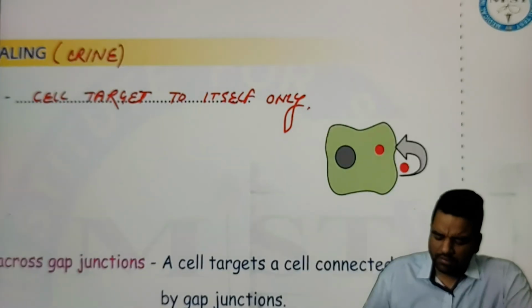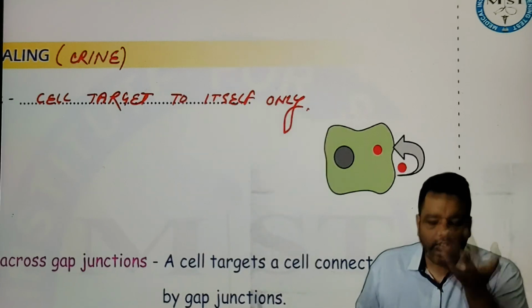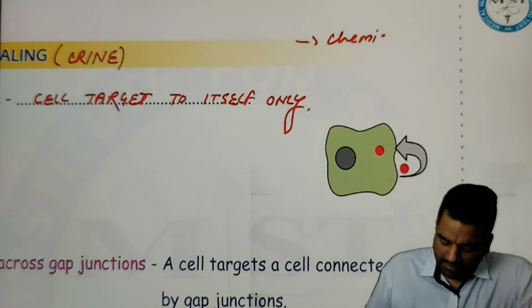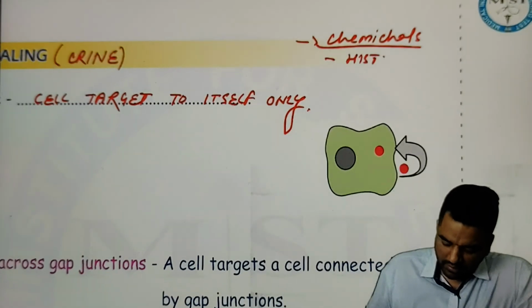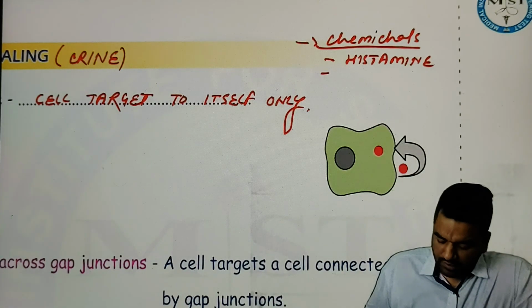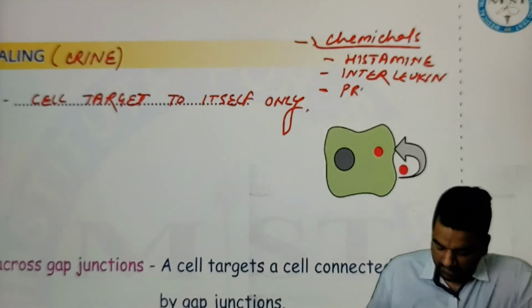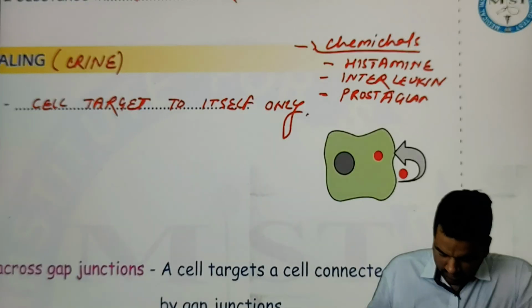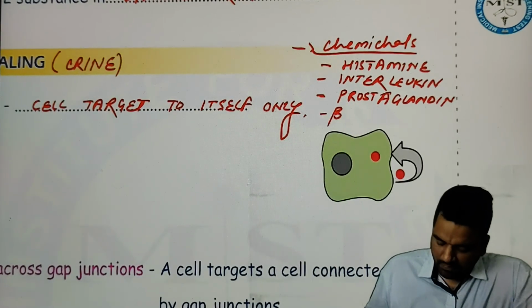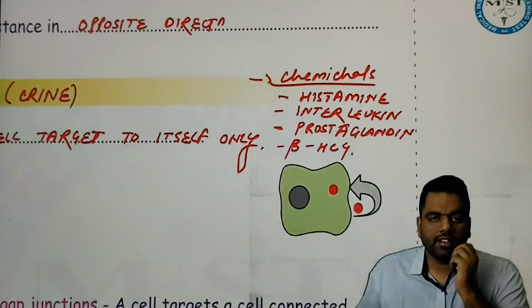And what are the signals? How will they give the signal, because a cell does not contain any mouth. So how does this cell talk? This cell will talk using chemicals. And what are these chemicals? Like histamine, interleukin, then prostaglandin, and so on, right? All of these chemicals.